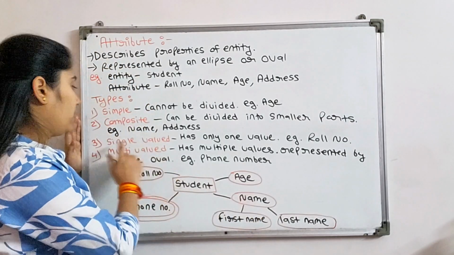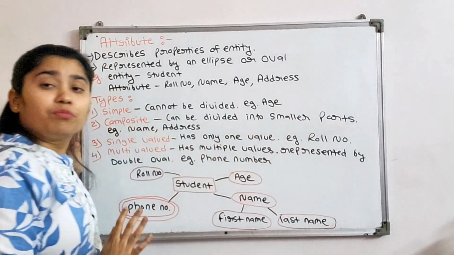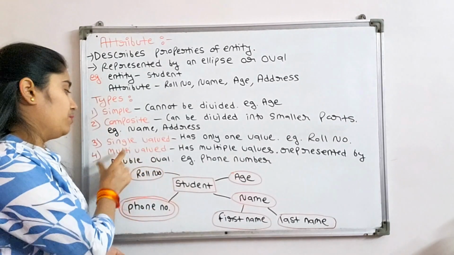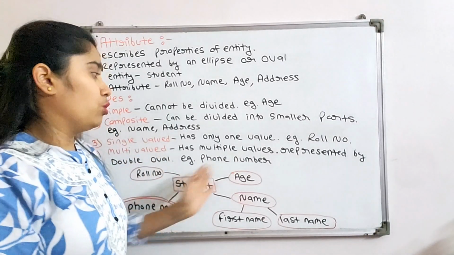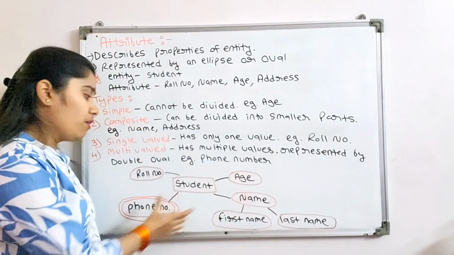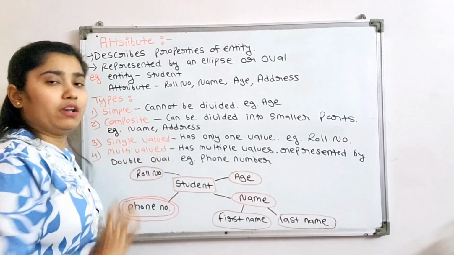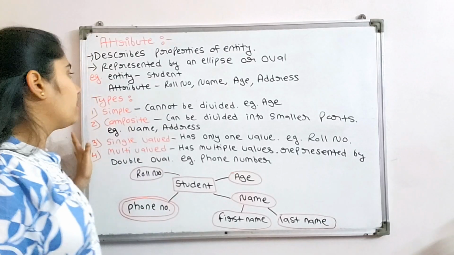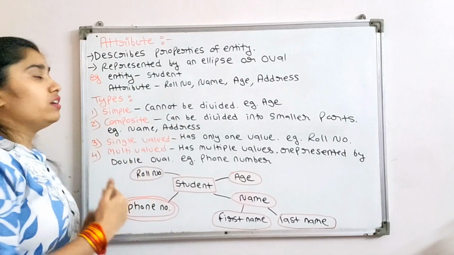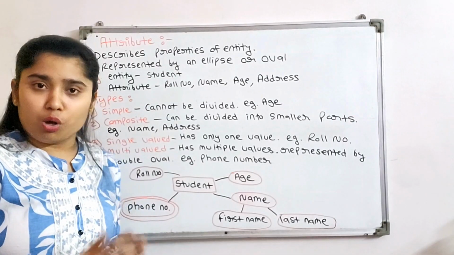Now the single value. We have seen roll number. So a student has only one roll number. Then second is the multi-valued attribute. A student can have multiple phone numbers also. So therefore phone number is a multi-valued attribute. Now I hope you are clear with the attribute and these four types of attributes. Now we will discuss some other types of attributes further.